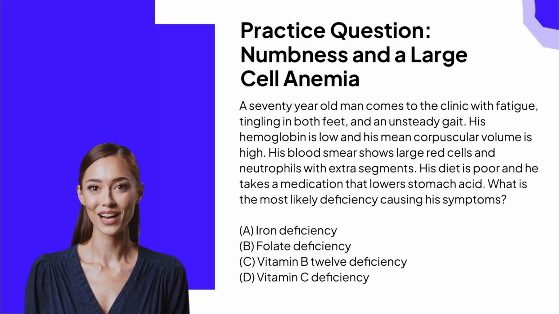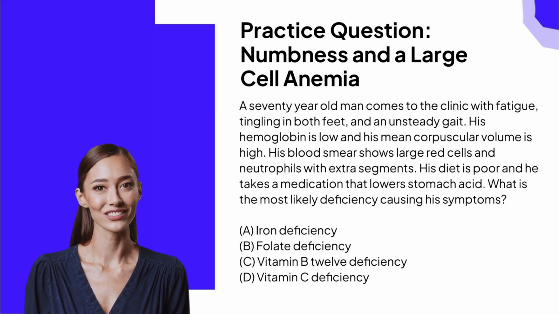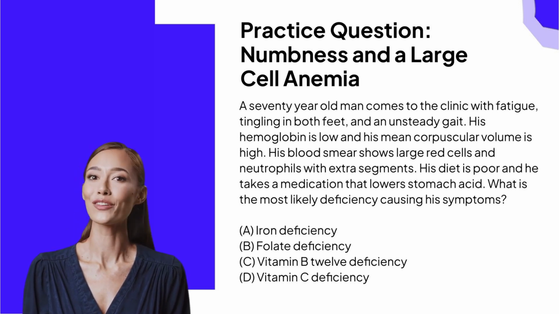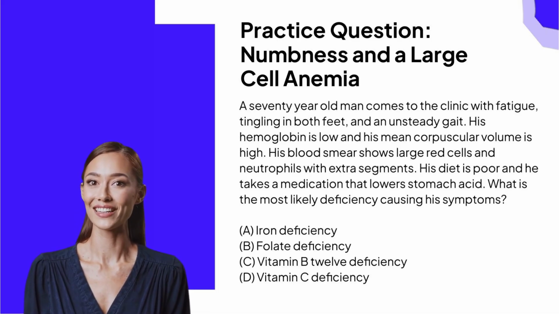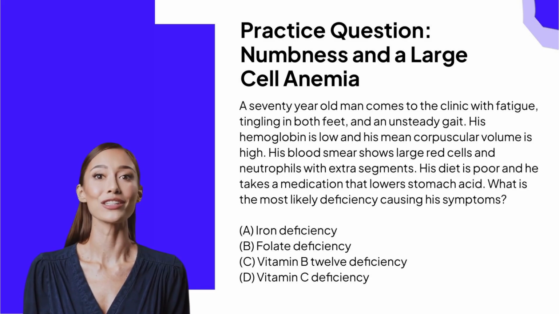A 70-year-old man comes to the clinic with fatigue, tingling in both feet, and an unsteady gait. His hemoglobin is low and his mean corpuscular volume is high, so this is a large cell anemia. His smear shows large red cells and neutrophils with extra segments, which is the picture the exam uses for a vitamin deficiency. His diet is poor and he takes a medication that lowers stomach acid.